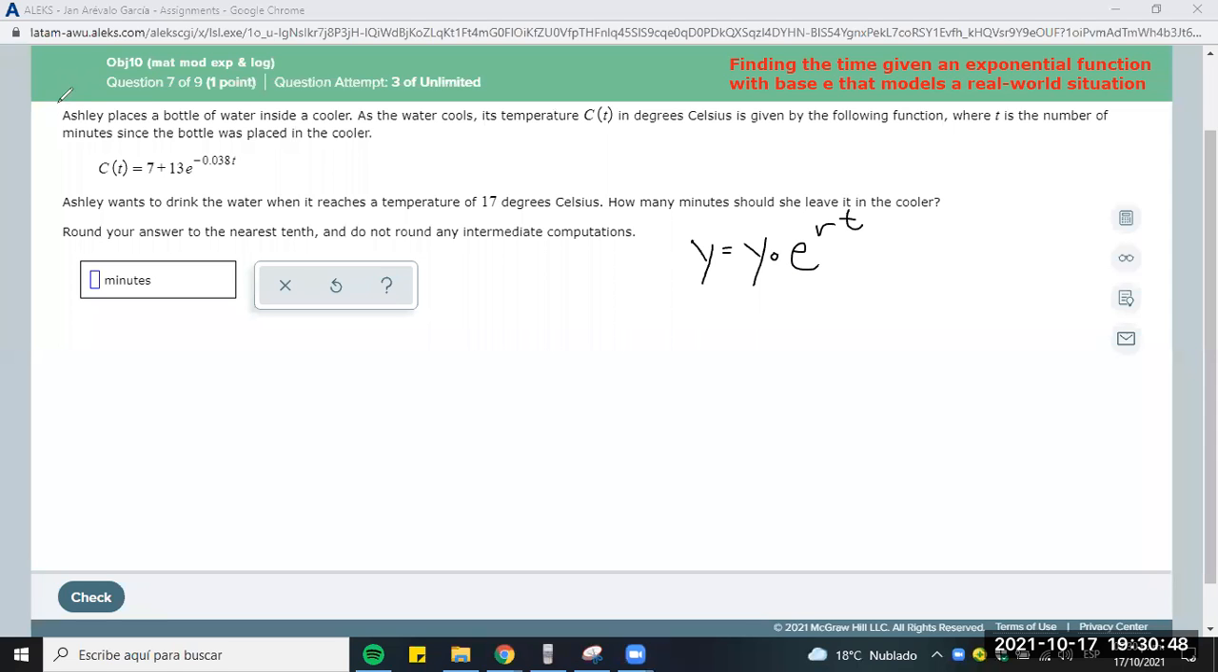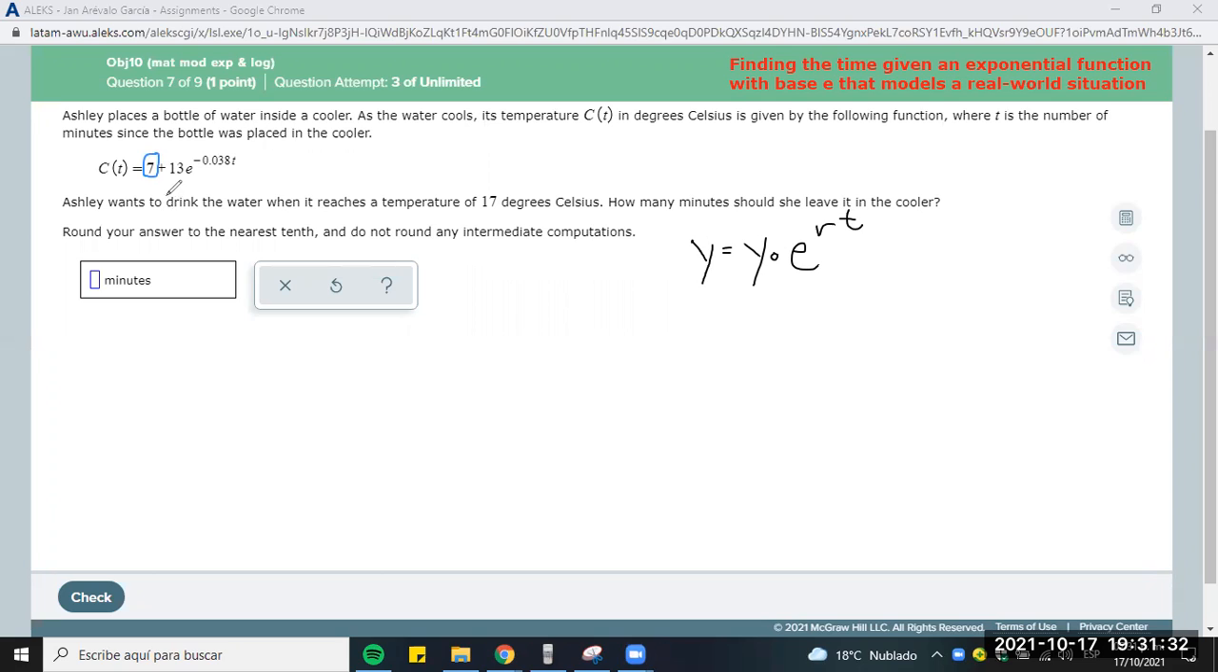It says that a girl named Ashley places a bottle of water inside a cooler. And as the water cools, the temperature in degrees drops and is given by this function after t minutes, right? So this function is going to give us the temperature of the bottle of water after t minutes. So notice that there is a little difference between the formula we gave in the explanation and the function we have in here. We have another number that is being added to the formula.